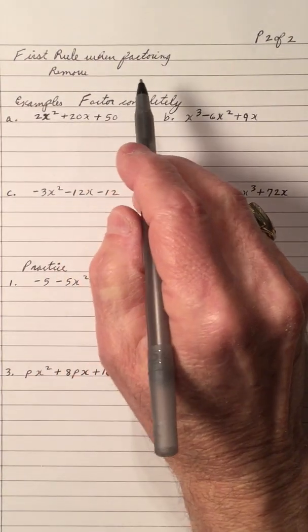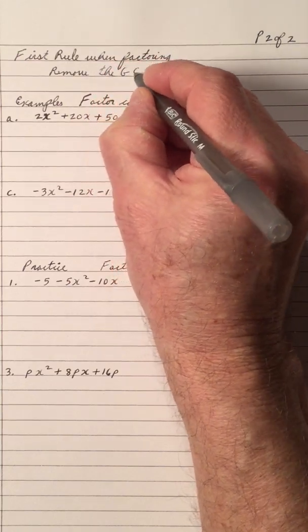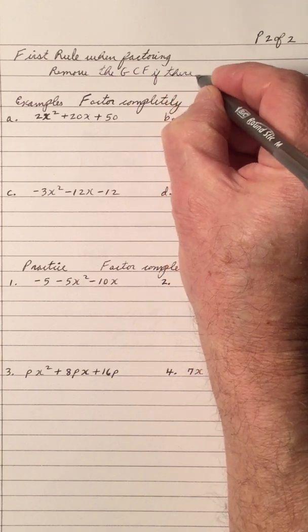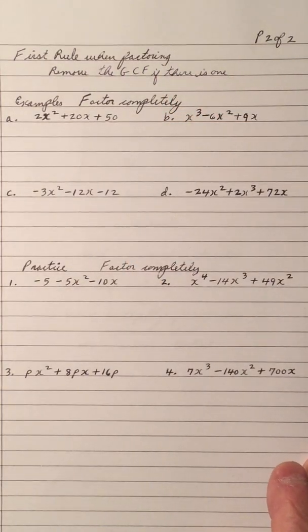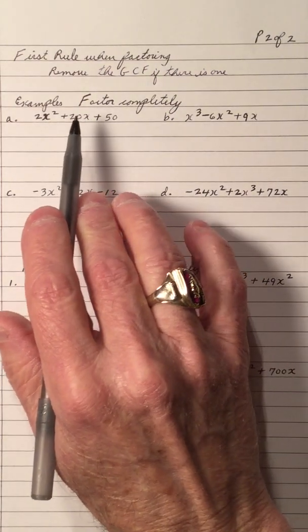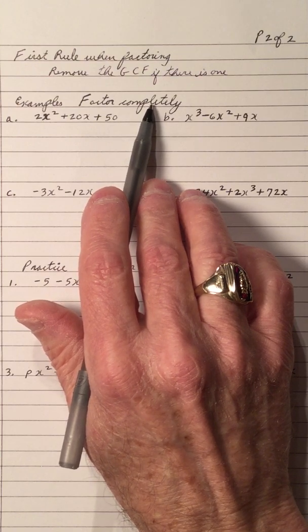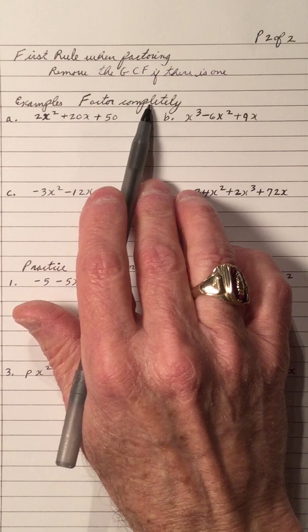the first rule when factoring is remove the GCF if there is one. So if it has a GCF, remove it because it'll make the factoring easier to do. Always remove the GCF first. Let's do some examples. Factor completely. That means make sure you multiply to express it as a multiplication completely.